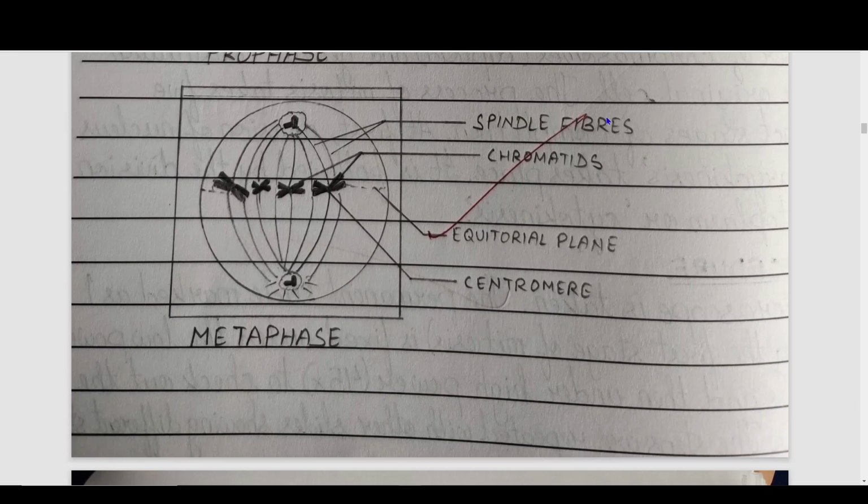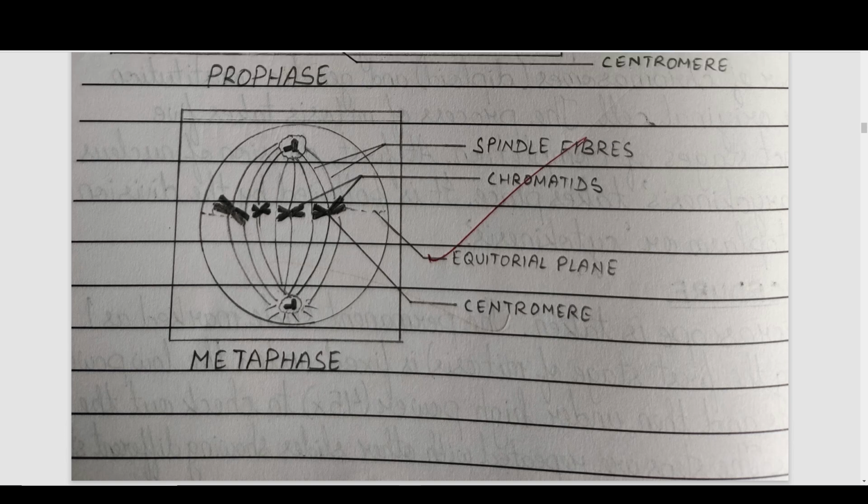Next is metaphase. The chromosomes are arranged on the equatorial plate. Check the spelling, equatorial plane, E-Q-U-A. So chromosomes are arranged in the equatorial plane. Chromosomes are duplicated, showing the centromere. The spindle fibers are clearly visible with the chromatids.